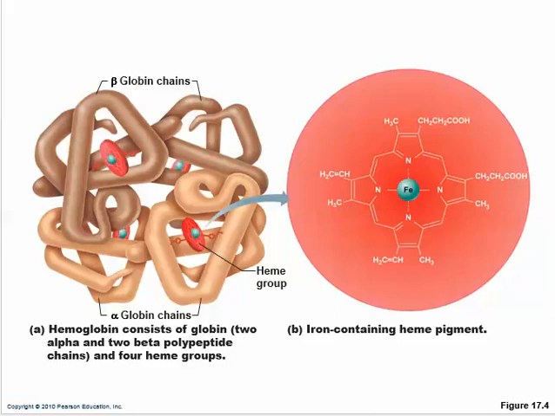We'll see later in the destruction, in the life cycle of the red blood cell, that we get to reuse all the amino acids in the alpha and beta globin chains. We get to reuse the iron in the heme, but we don't get to reuse the rest of the heme. So it becomes waste material.